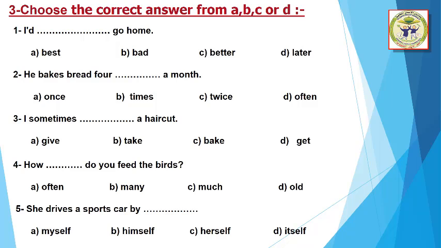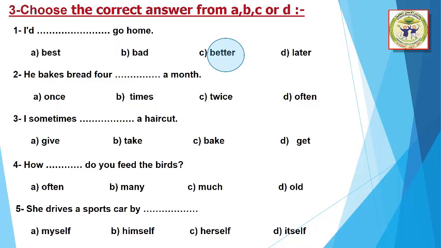Number 1, I'd space go home. I'd best, bad, better, or later. What's your answer? The right answer is I'd better. I'd here is an abbreviation of had, and had better is followed by an infinitive.